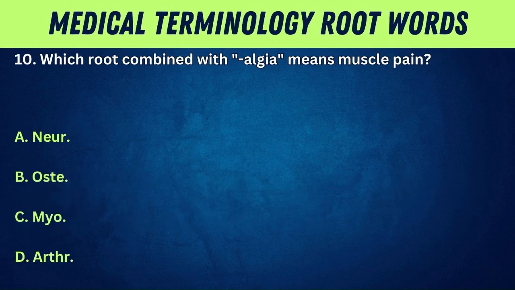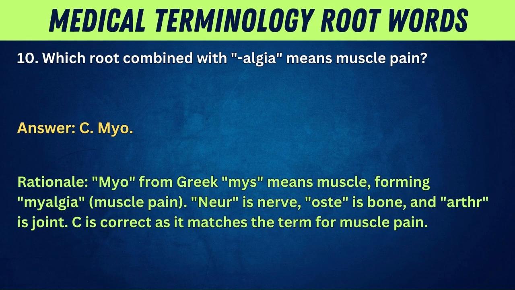10. Which root combined with algia means muscle pain? A. Nor. B. Ost. C. Myo. D. Arthr. Answer: C. Myo. Rationale: myo from Greek mys means muscle, forming myalgia, muscle pain. Nor is nerve, ost is bone, and arthr is joint. C is correct as it matches the term for muscle pain.